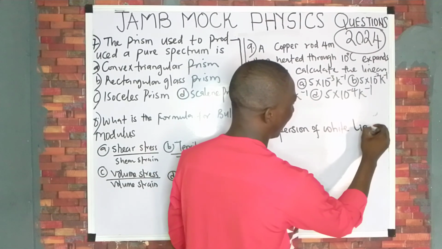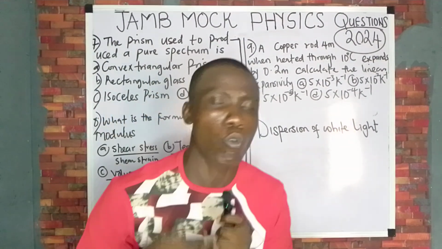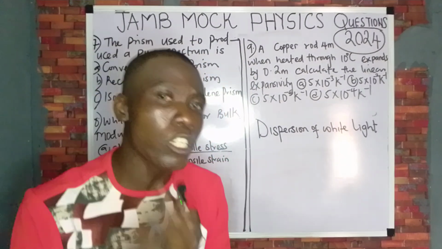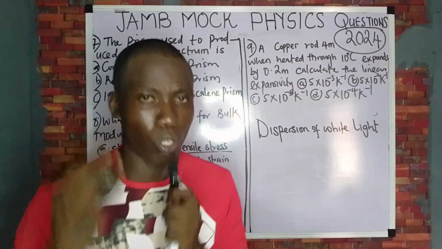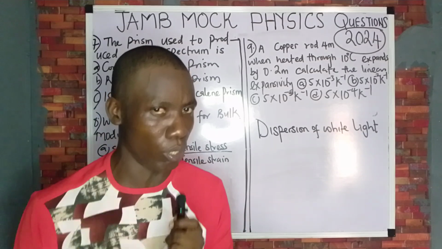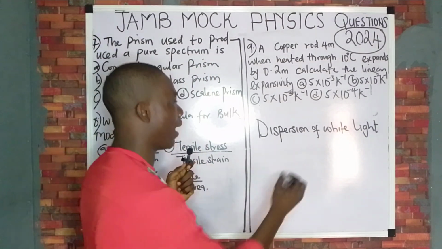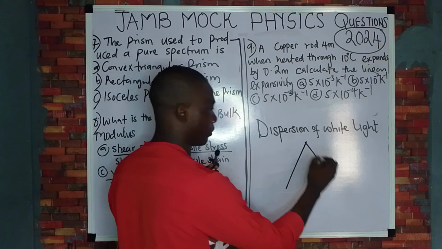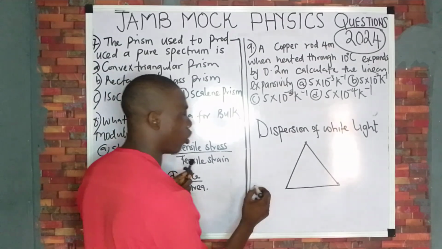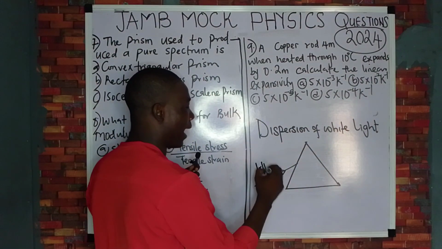Dispersion of white light. Ladies and gentlemen, what does dispersion of white light mean? It is the separation of white light into components of colors called ROYGBIV. That is your 7 colors. And how is this done? Very easy. If you have a triangular glass prism this way, by the time white light comes and falls on it, now this is your white light.